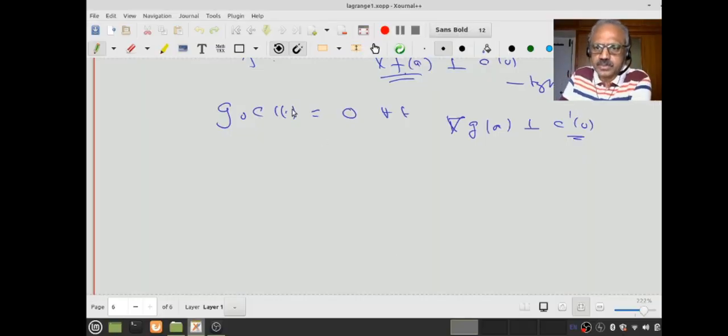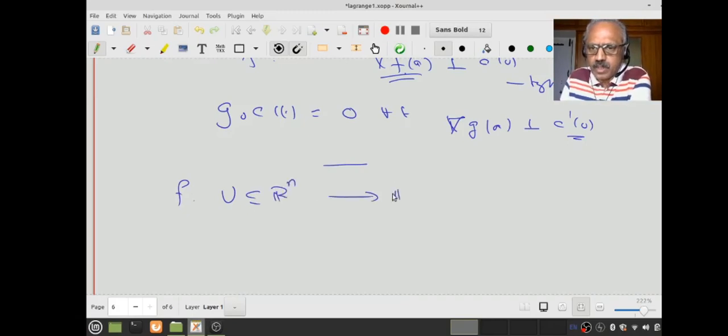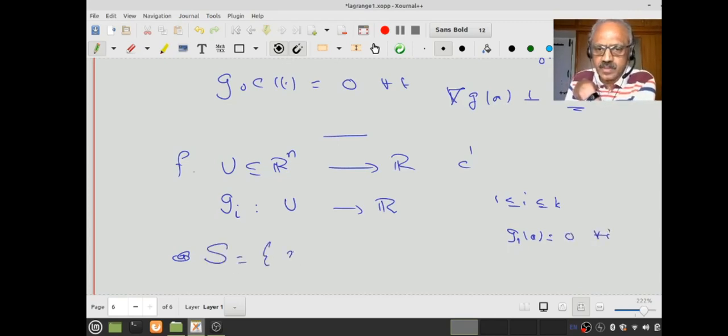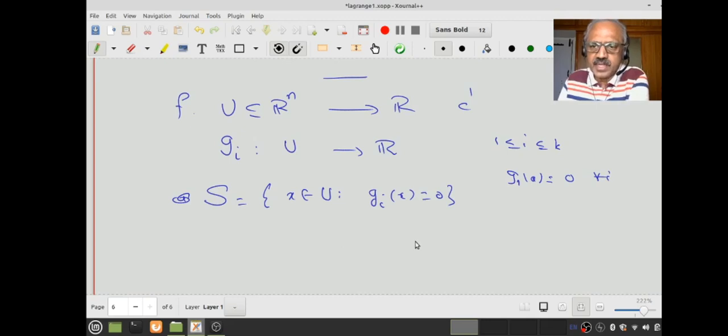Suppose now, with the same notation, f is a function from U in R^n to R. This is a C1 function. Now there are k constraints g_i from U to R, 1 ≤ i ≤ k. Let's assume again, without loss of generality, that g_i at a is 0 for every i. Therefore I can construct this set, the intersection of the level sets g_i(x) = 0. So that means there are k constraints now.